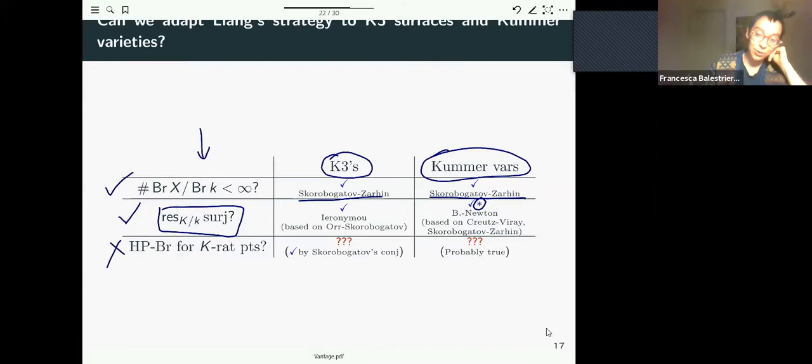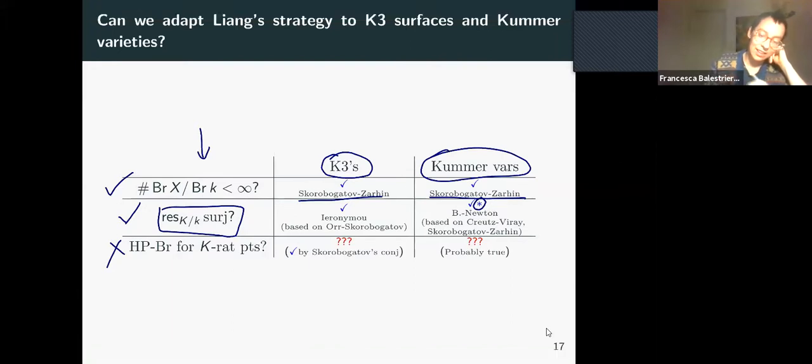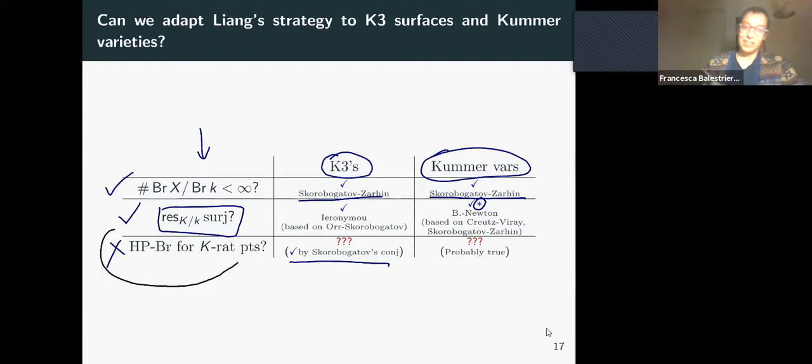Again, as I said before, for K3 surfaces, Skorobogatov conjectured that the Brauer-Manin obstruction is the only one for rational points on K3 surfaces. And for Kummer varieties, this is probably true as well. At least personally, I believe this is true, again using that really strong connection between Kummer varieties and abelian varieties. Okay, so unfortunately, the third step is still a mystery, but there is some hope for this to be true. Anyway, let's move on to some results.